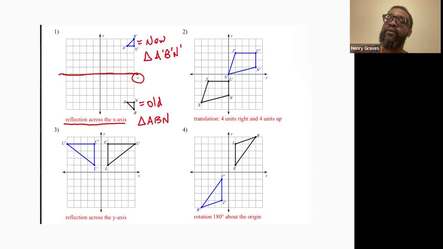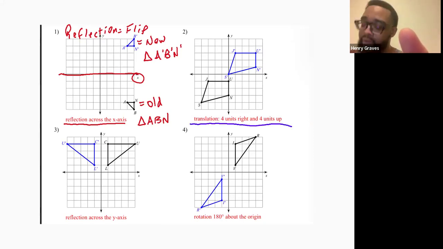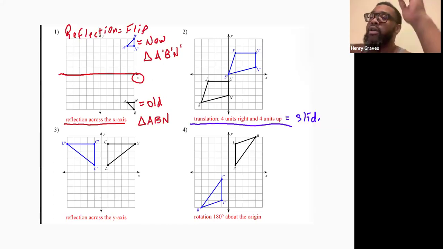So think of a reflection as a flip. Reflection equals a flip, okay? Now we're going to do a different color for a translation. When I say it's a translation, I am essentially referring to something I call a slide. So I'm sliding one figure across the other way. Let me show you what I mean.